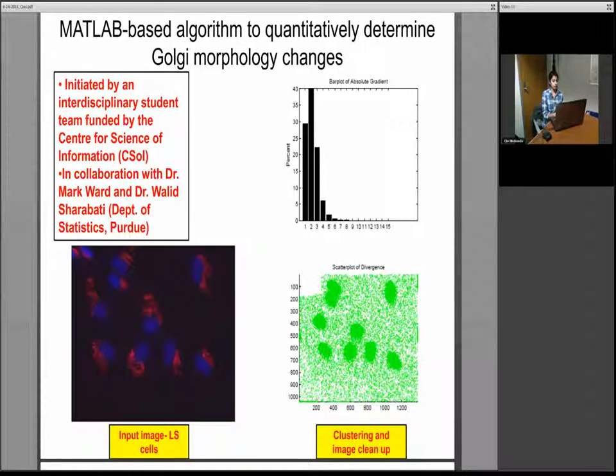So on the left, you see an example of an input image. These are fluorescent images of patient cells. These are cells from Lowe syndrome patients. And as I mentioned, they have been fluorescently probed in red with a marker for the Golgi, and in blue you can see the nucleus associated with each cell.